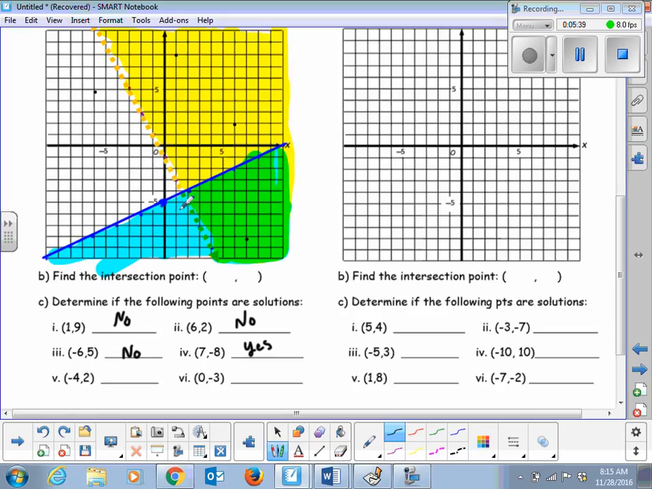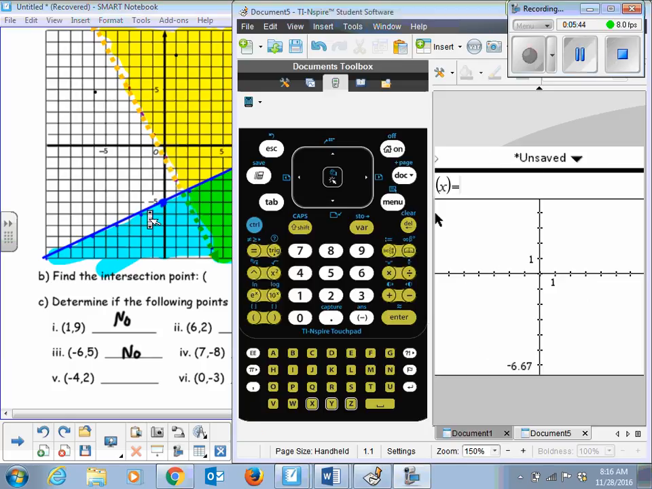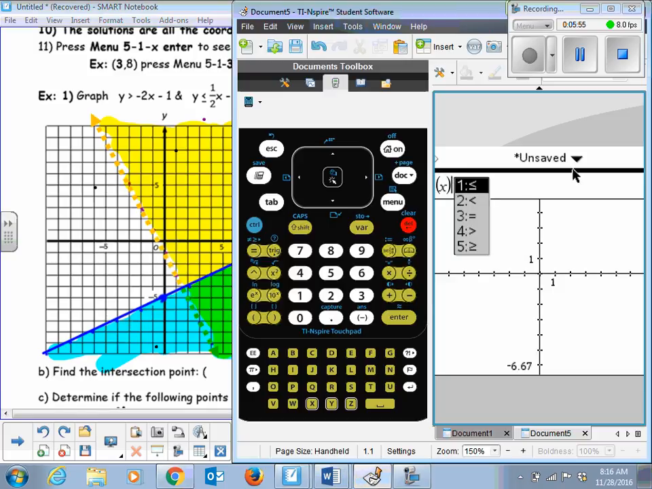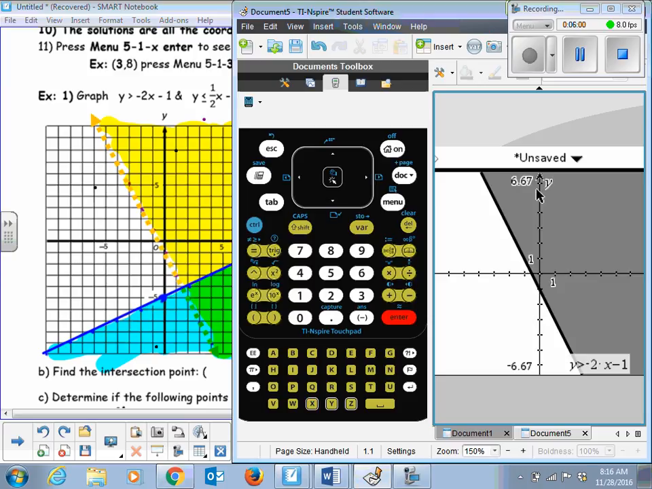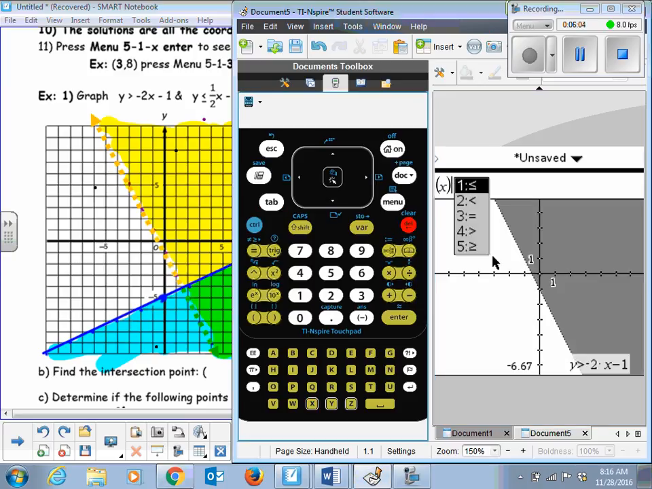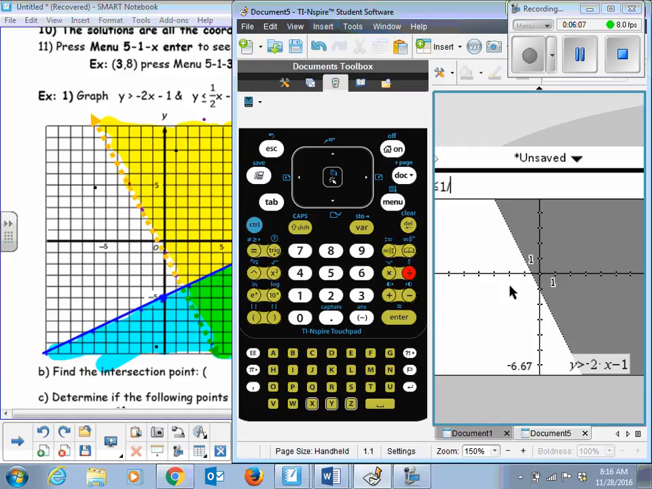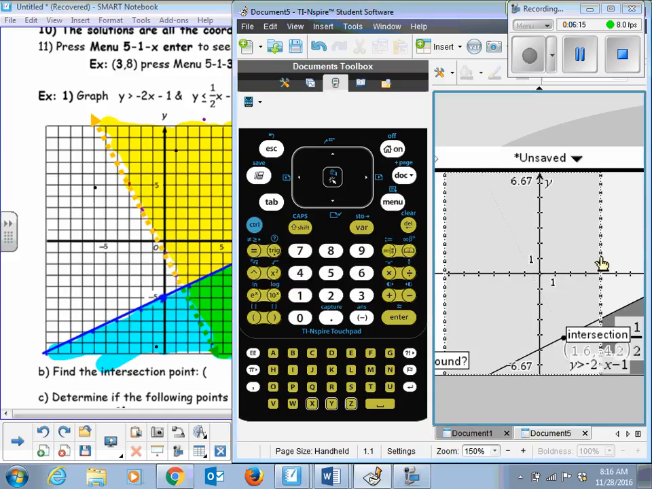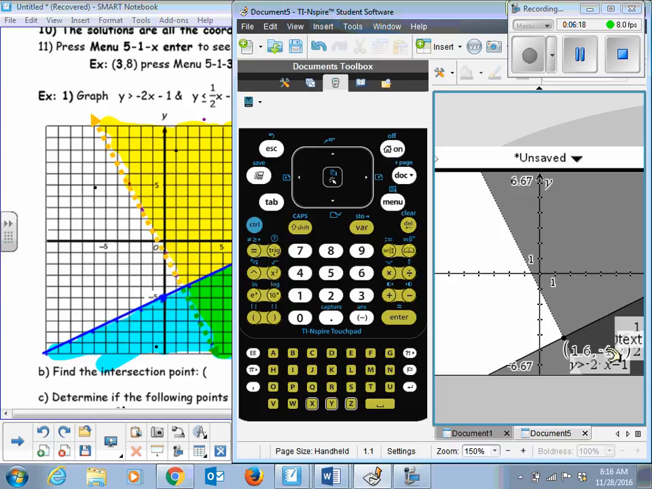Okay, and the very last thing that we need to do here is find the intersection point. Okay, so to do that I need to have both of my graphs in the calculator. So I'm going to go back over here and just double check those equations, or inequalities, excuse me. Okay, and then find the other one. Okay, and then we should be able to do menu 6-4. Hopefully it doesn't give us any problems with the inequalities. Go over, and sure enough, there it is.